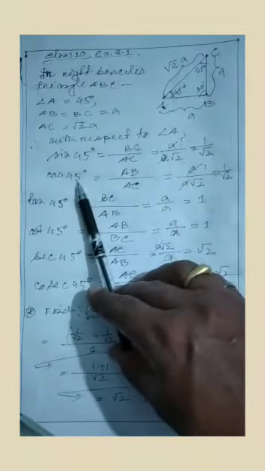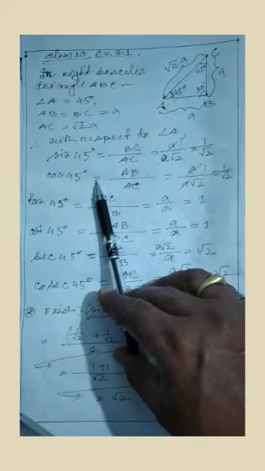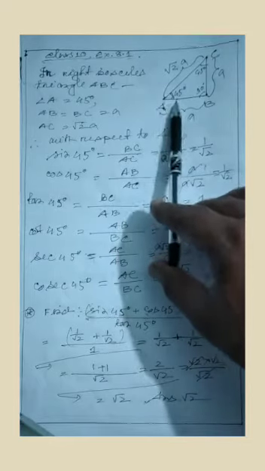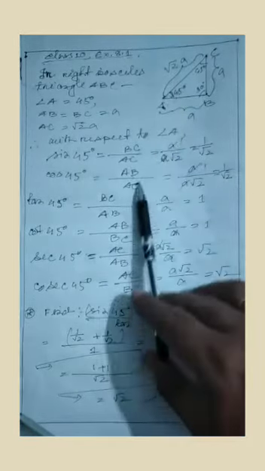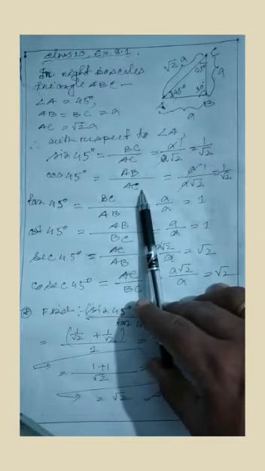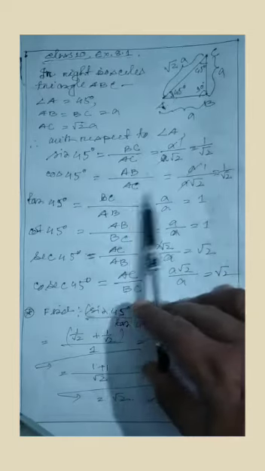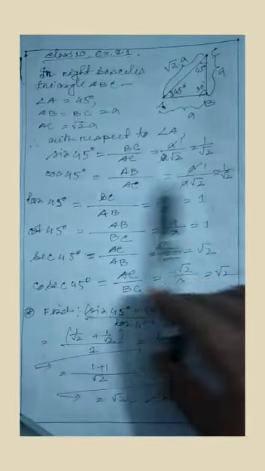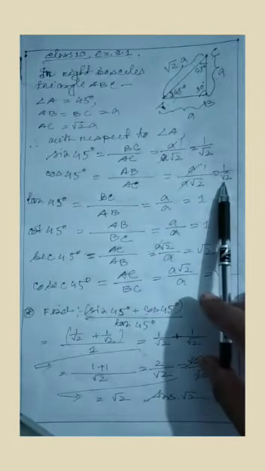Now cos 45. Cos 45 means B by H, with respect to angle A, so this is 45 degrees. According to this angle, this will be the base and this will be the hypotenuse. So AB by AC. Here B by H means base by hypotenuse. So AB equals a, AC equals a root 2. See from here, a cancels, 1 by root 2. Cos 45 is also 1 by root 2.